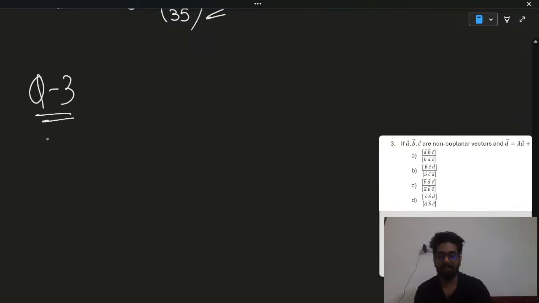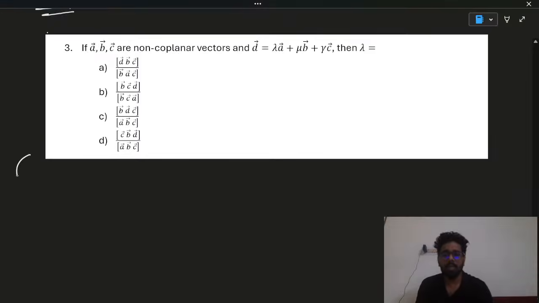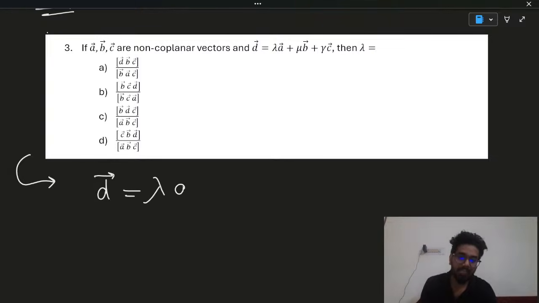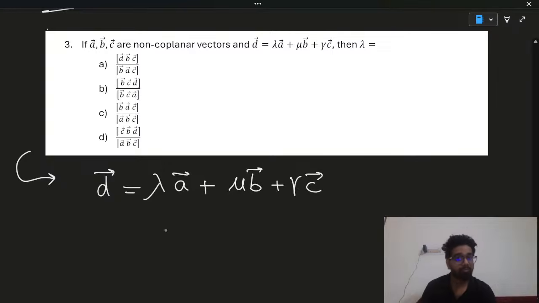Okay, I may be going very fast, but if you are able to understand, that means you have very good command. And if you are not able to understand, you can rewind and watch. That's what you can do. I love this particular video. So, D vector equals lambda A vector plus mu B vector plus gamma C vector. See, I have covered these questions by analyzing what they have asked in the past 5-6 years. Now, I have to get the value of lambda, that's what they have asked.